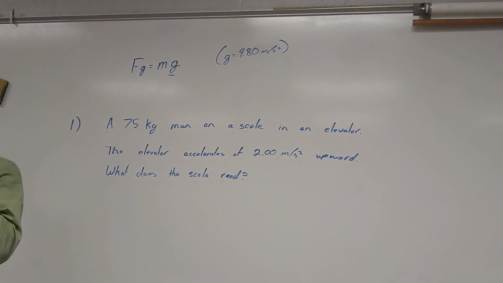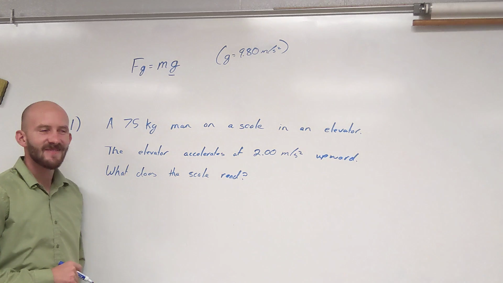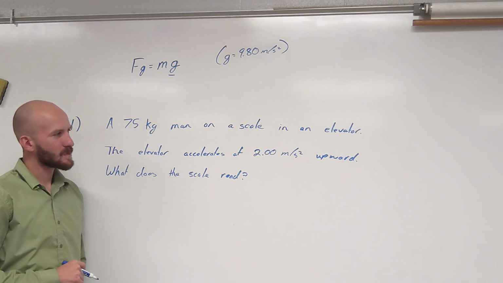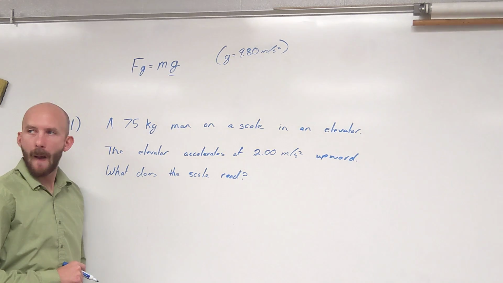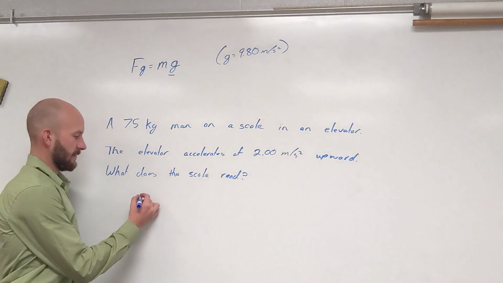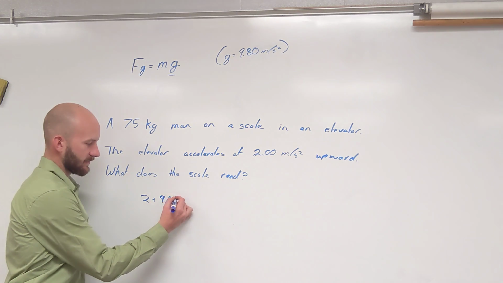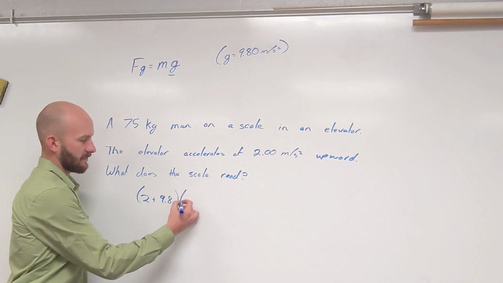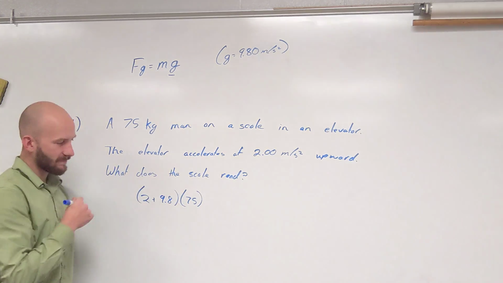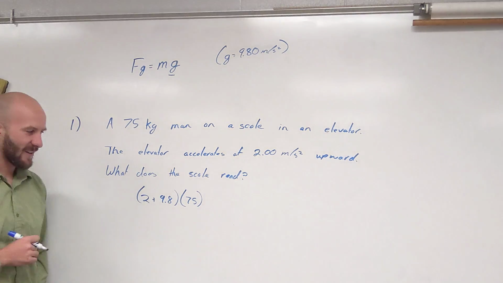885 newtons. How'd you get that? Multiplied. Well, probably just add it. You could add your 2 accelerations and then multiply it by 75. Add the 2 accelerations. Right, because 2 and 9.8 times 75. Okay. That would probably work. It does work.